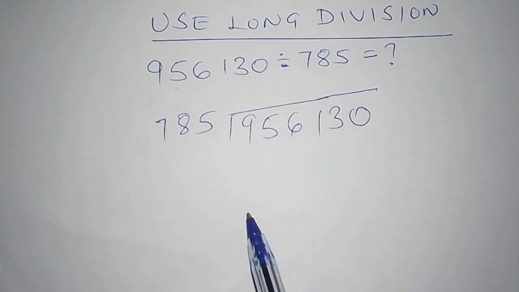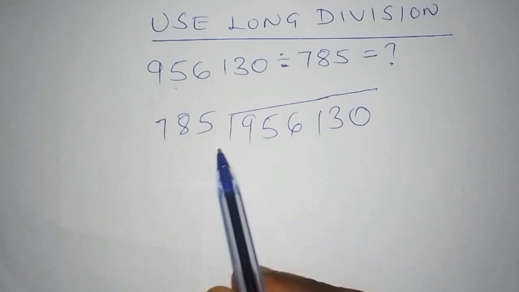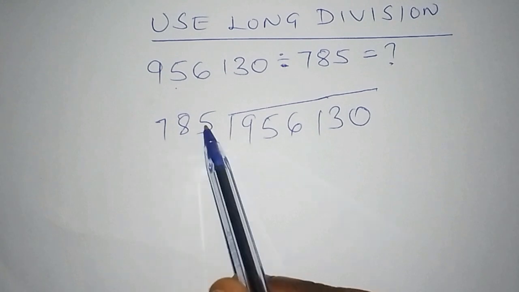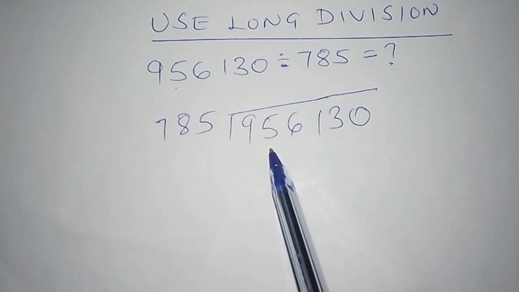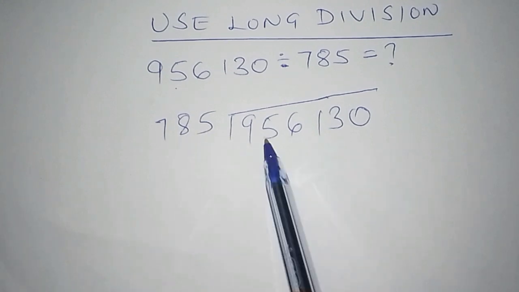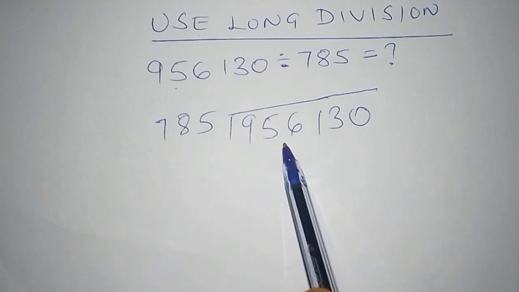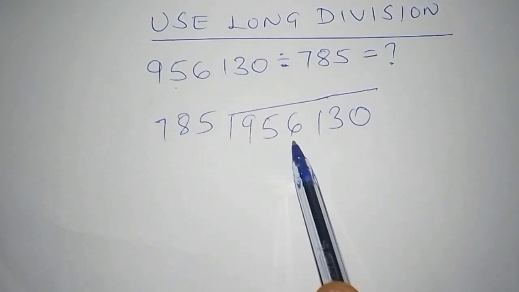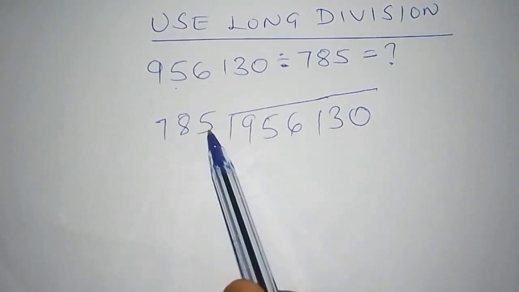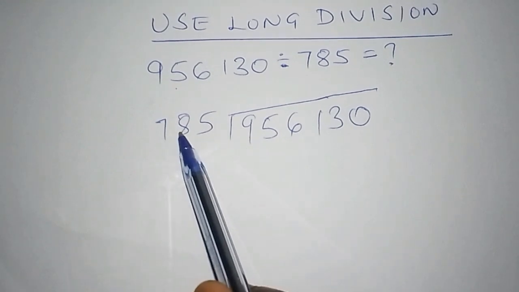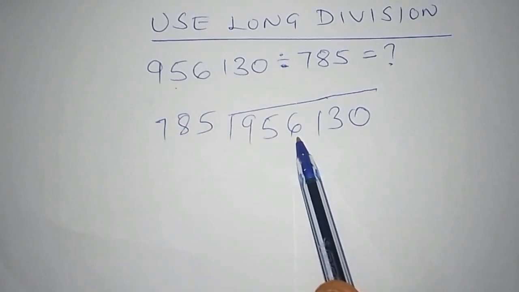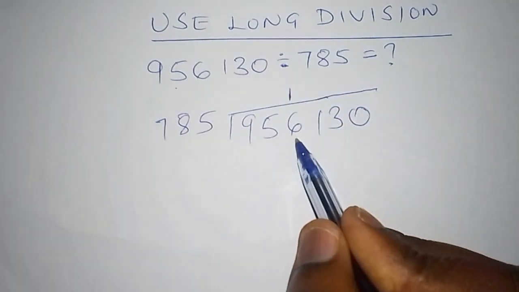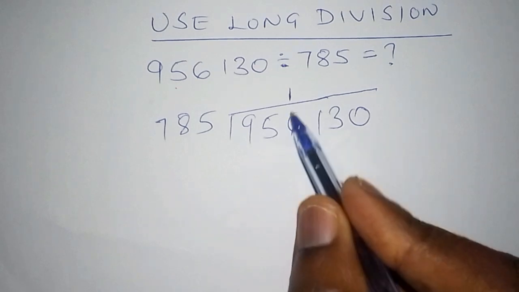Now from here we check: 785 goes into 95 zero times. So 785 cannot go into 95. So we are going to take a bigger number, a number that is bigger than 785, meaning that you are going to pick 956, because 956 is bigger than 785. So we check how many times 785 goes into 956. We say it goes there once. So we shall write 1 above the 6.